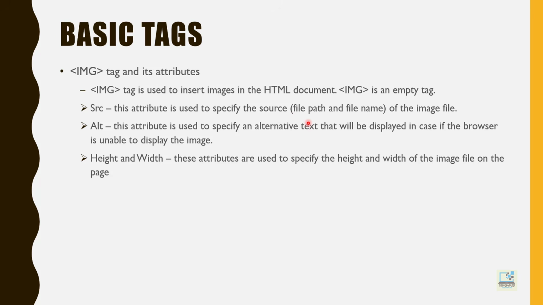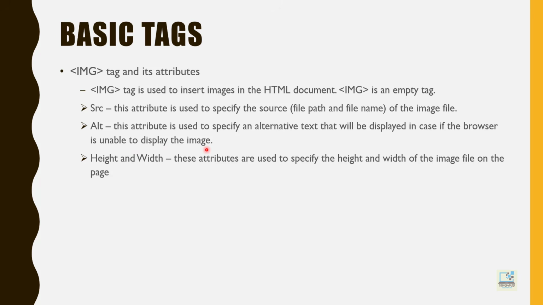Source means the file path and the file name. If the image file is in the same folder or directory in which the HTML program is stored, then you do not have to specify the file path, only the file name to be given. ALT. This attribute is used to specify an alternative text that will be displayed in case the browser is unable to display the image.